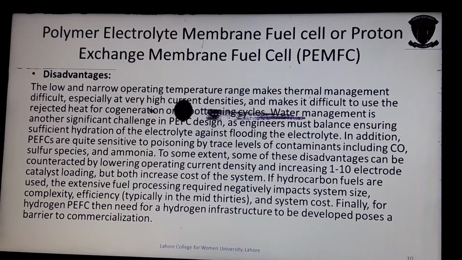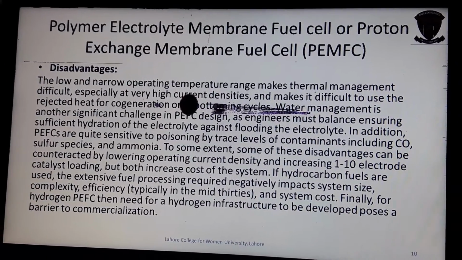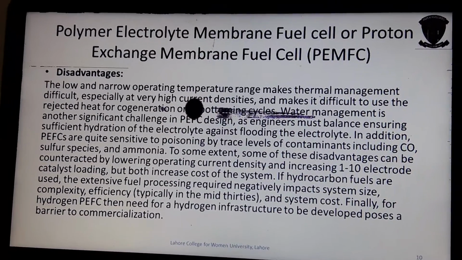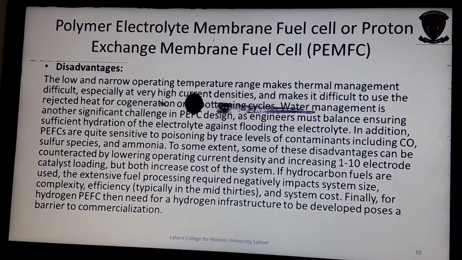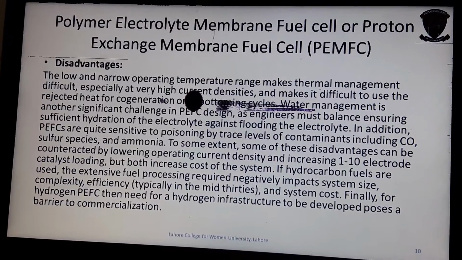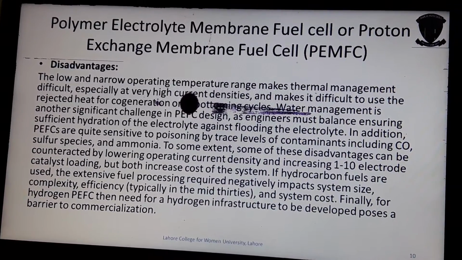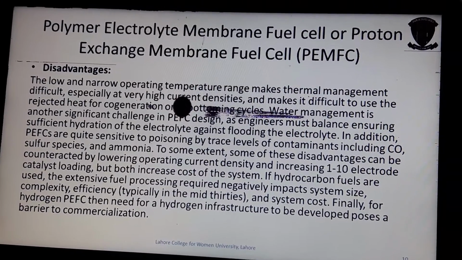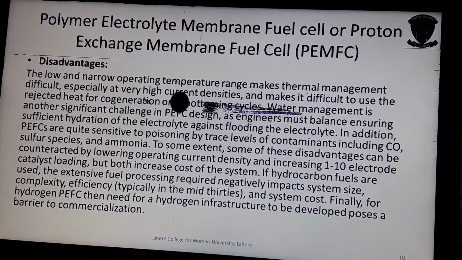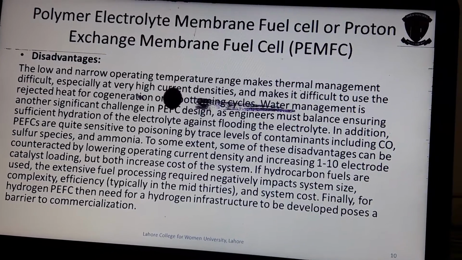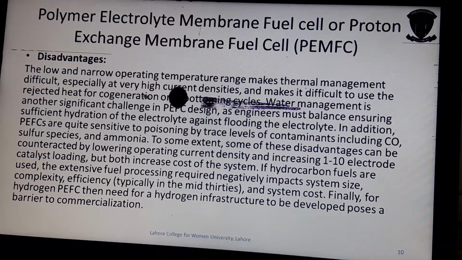There are also some disadvantages of the polymer electrolyte membrane fuel cell. So, the low and narrow operating temperature range makes thermal management difficult, especially at very high current densities, and makes it difficult to use the rejected heat for cogeneration or bottoming cycles. Water management is another significant challenge in polymer electrolyte membrane fuel cell design, as engineers must balance ensuring sufficient hydration of the electrolyte against flooding the electrolyte.